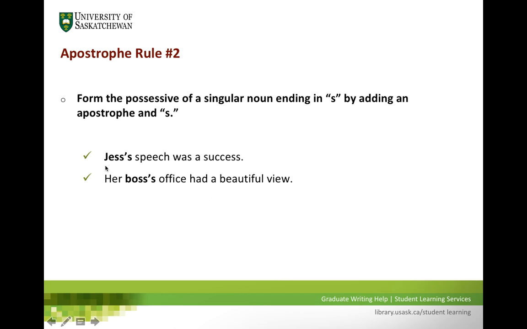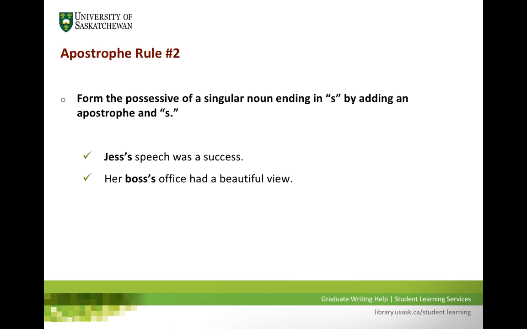So here we have the singular noun Jess, and we've added apostrophe s to indicate that the speech is Jess's speech. And similarly, we have the singular noun boss. We've added apostrophe s to indicate that the office belongs to the boss.